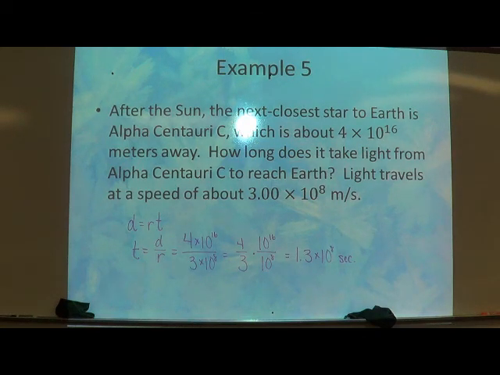So that's a practical example of when you might use these exponent rules with scientific things. A lot of times these exponent rules come up with scientific things when you're dealing with speeds like this, or really small atoms or things like that.